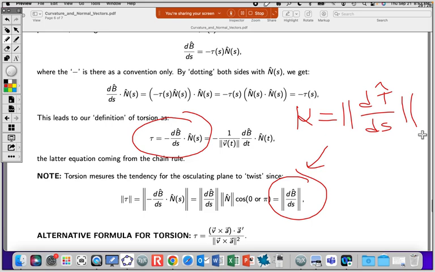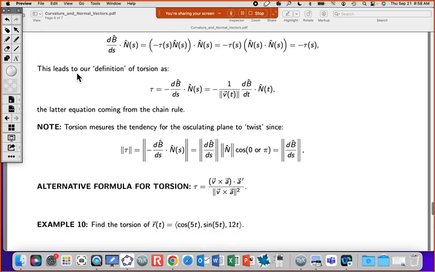Torsion is the analogous thing. It's how much the osculating plane is twisting, how much the direction of that plane is changing with respect to how far you've gone. So torsion is sort of orthogonal to the plane of motion, whereas the t hat is within the plane of motion. So they're sort of dual things.